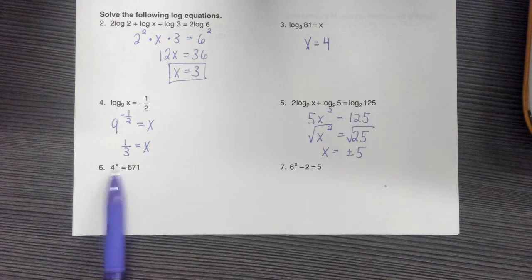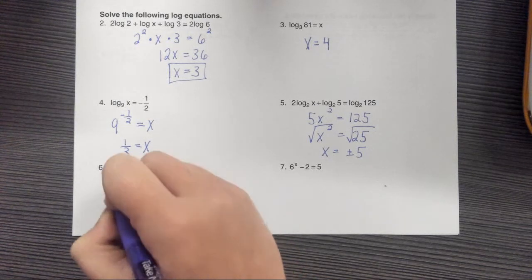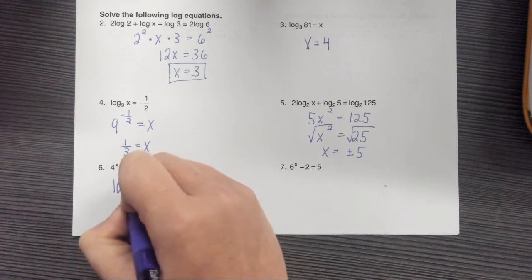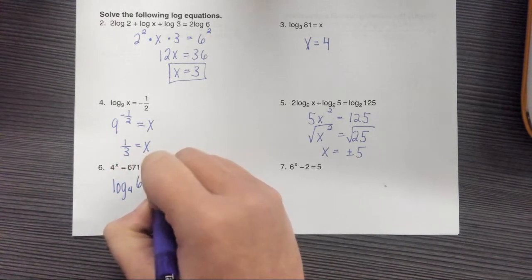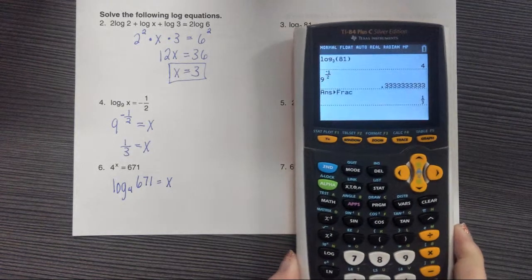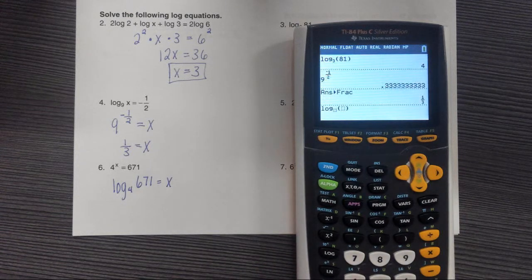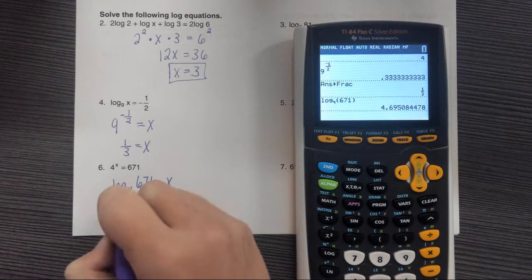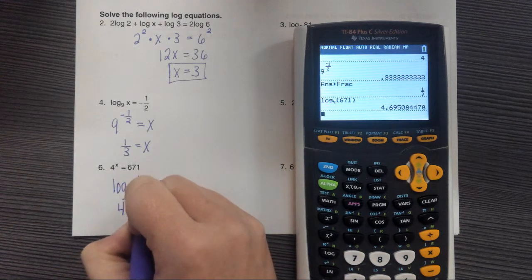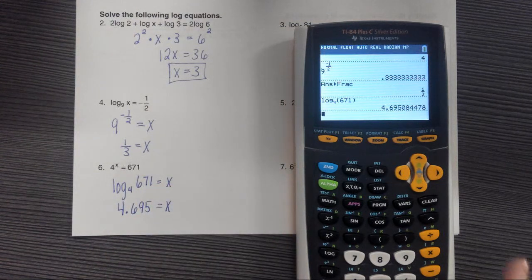Okay, number 6, we have 4 to the power of x is equal to 671. In order to solve this, I'm going to change it into a log using my block letter L. So this is log base 4 of 671 is equal to x. And then I can plug that into my calculator. So log base 4 of 671, and that tells me that x is equal to 4.695.